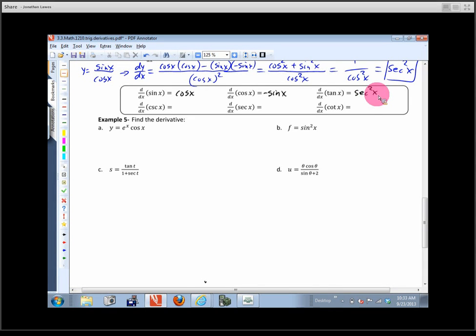Okay, and then I'm going to work my way backwards. The derivative of cotangent is negative cosecant squared. The derivative of secant is secant of x tangent of x. And the derivative of the cosecant is the negative cosecant of x cotangent of x.